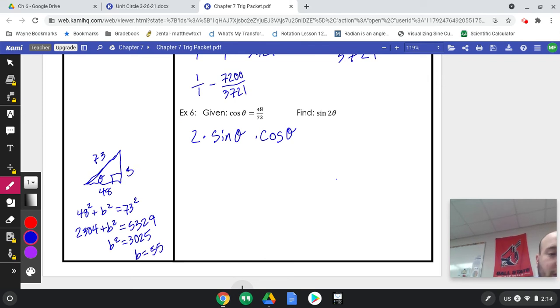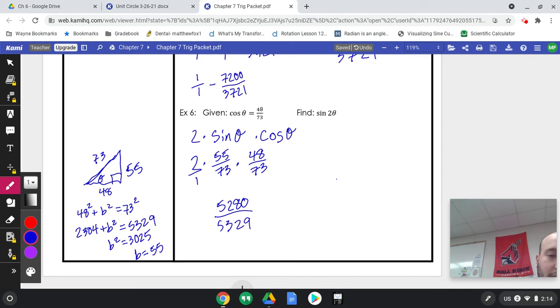So if this missing side is 55, then we know that our sine is 55 over 73. Cosine is 48 over 73. If I want, I can put that 2 over 1. Multiply across, 2 times 55 times 48, 5,280. Once again, I did these in the calculator. You can as well. 73 times 73, it's going to be 5,329. And there we go. That's our answer.